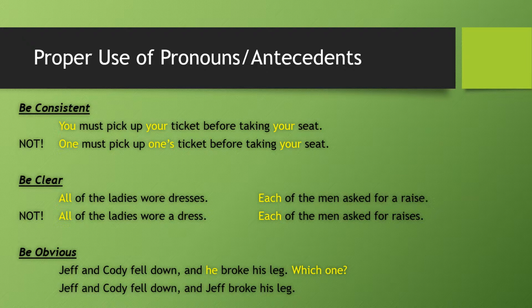We want to make sure that our pronouns and antecedents match up. And then be obvious. Jeff and Cody fell down and he broke his leg. Well, which one? Was it Jeff or Cody? We would rather need to say, to be perfectly clear and obvious, Jeff and Cody fell down and Jeff broke his leg. So, be consistent, be clear, and be obvious.